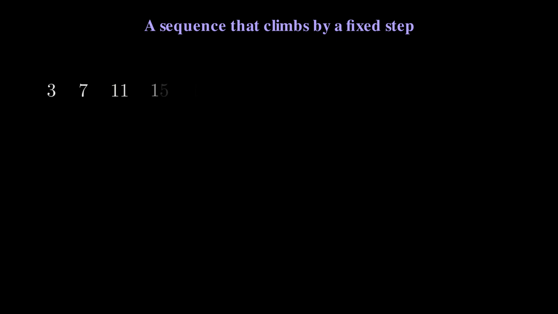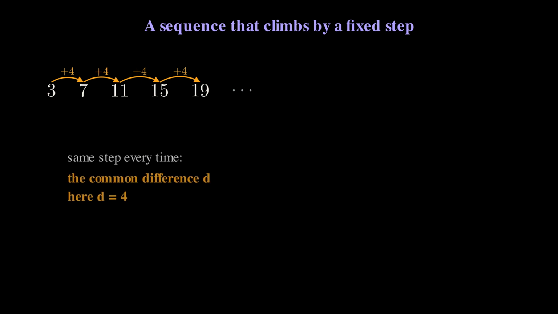So what's an arithmetic sequence? Just a list of numbers where you add the same amount each time. 3, 7, 11, 15. Every jump is plus 4. That fixed jump has a name. The common difference, d. Here, d is 4.